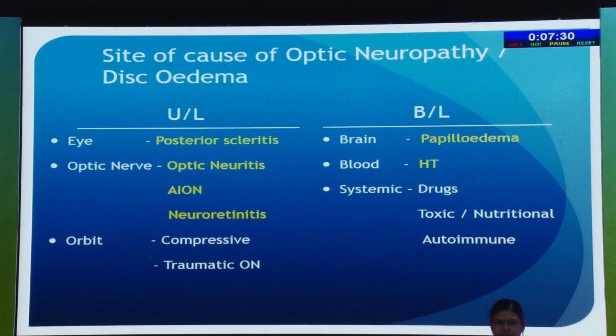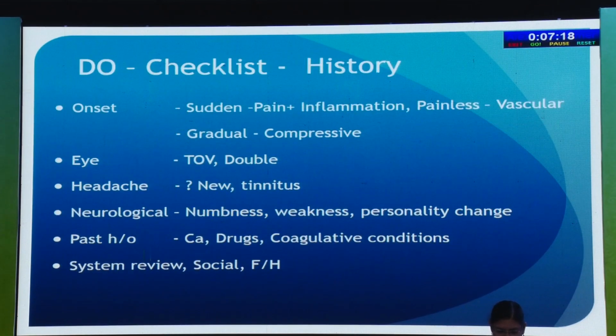Unilateral, you're thinking something like posterior scleritis, optic neuritis. Of course, any of these conditions, if left over time, can become bilateral. Bilateral presentation, you think of papilledema, systemic causes, systemic drugs, and the important role of the history.